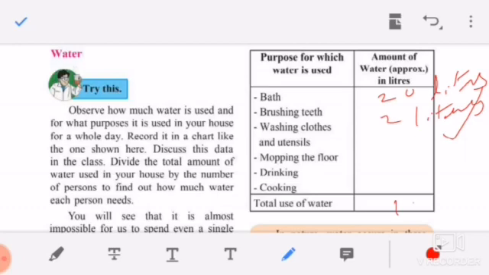Suppose here the total is 100 liters. I'm just giving an example. If the total of all these things, like bath, brushing teeth, washing clothes, utensils, mopping floor, drinking, cooking, comes to 100, you have to divide it by the number of persons in your house. Suppose there are 5 persons, so you divide 100 by 5, and you will get the answer: how much water each person requires. So children, let's move further.